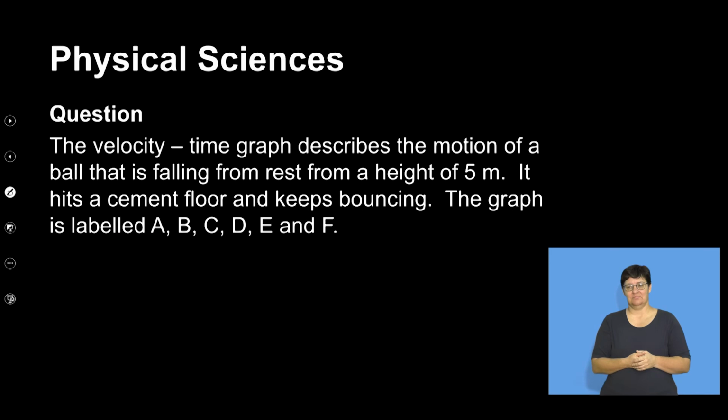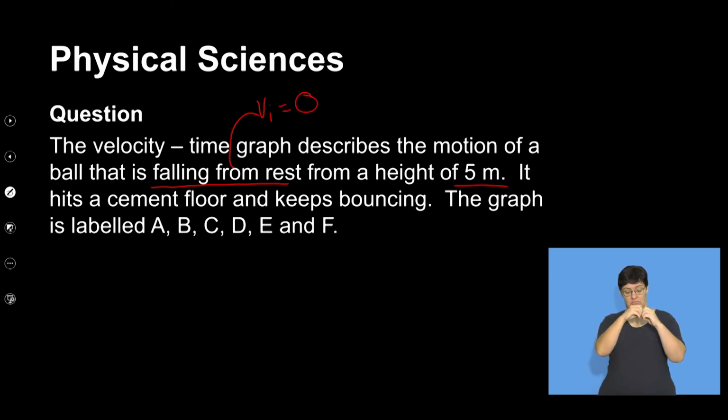Here we go. So I'm going to give you a velocity time graph which describes the motion of a ball that is falling from rest. In other words, initial velocity is 0. It falls from a height of 5 meters, hits a cement floor and keeps bouncing. And then we've got some parts labeled on the graph. So let's look at the graph.